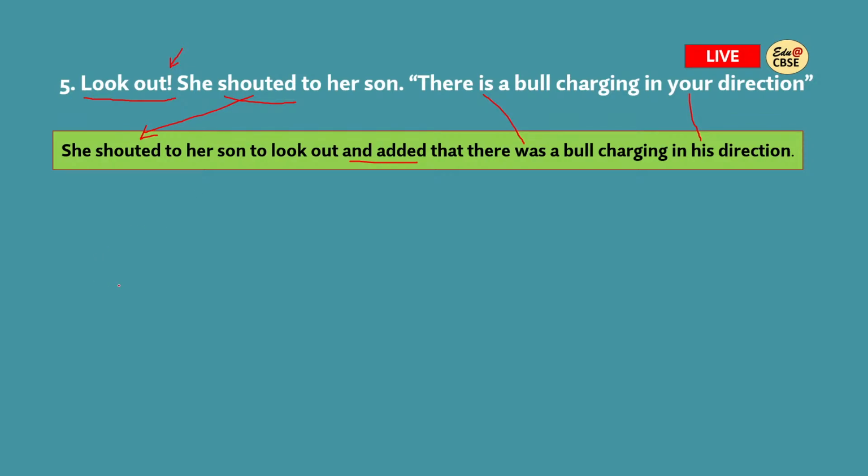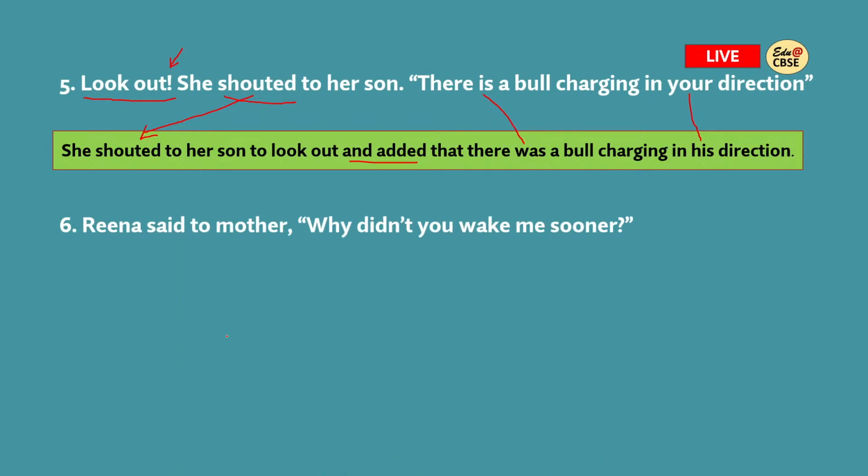So Vansh is writing, she warned her son that there was a bull charging in his direction. Can't it be right? She warned her son that there was a bull charging in his direction. I said that you can use warned. So Vansh, I said that you can use warned. It is correct. Now we move on to the sixth sentence.